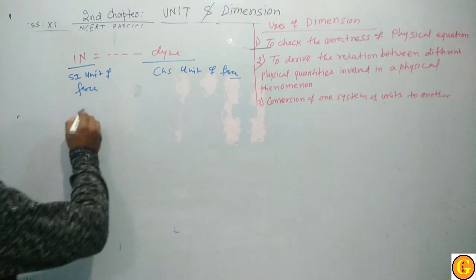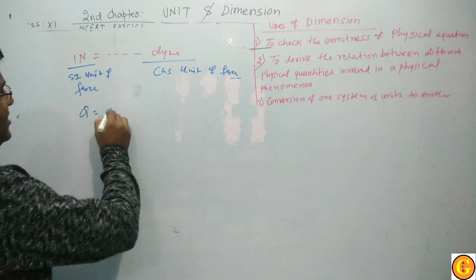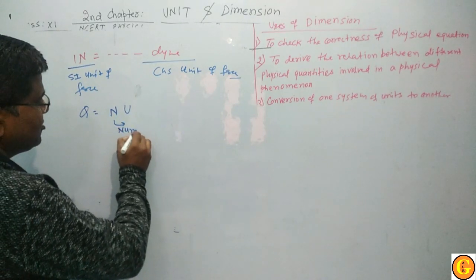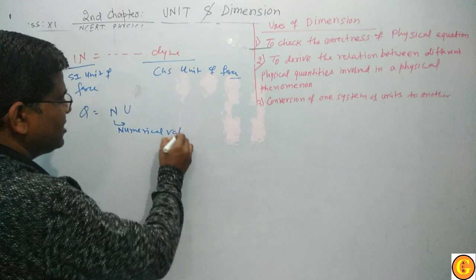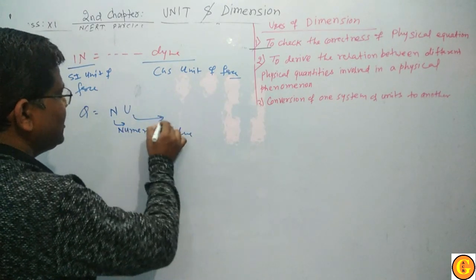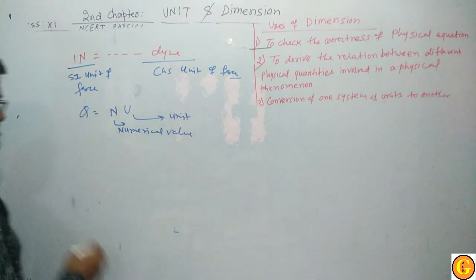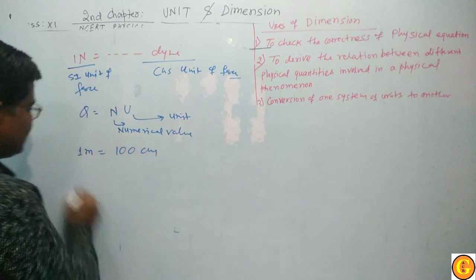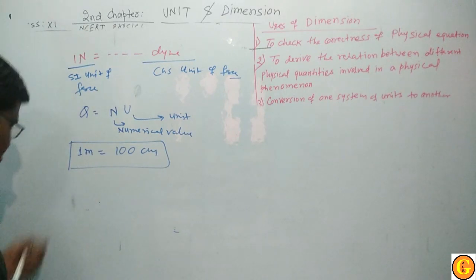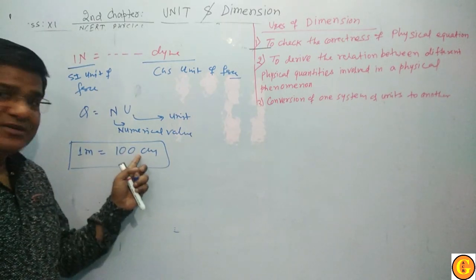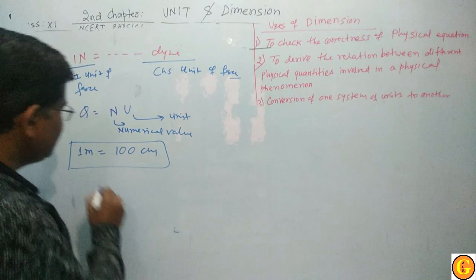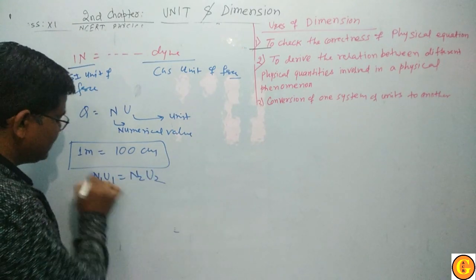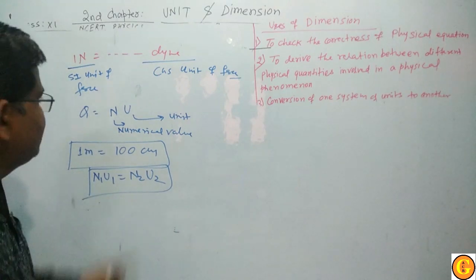For this, a physical quantity Q has a numerical value and a unit, and the product is always constant. Suppose that 1 meter is equal to 100 centimeters. Then the length of something that is 1 meter is also called 100 centimeters. That's why n1 u1 equals n2 u2. Just write n1 u1 equal to n2 u2.